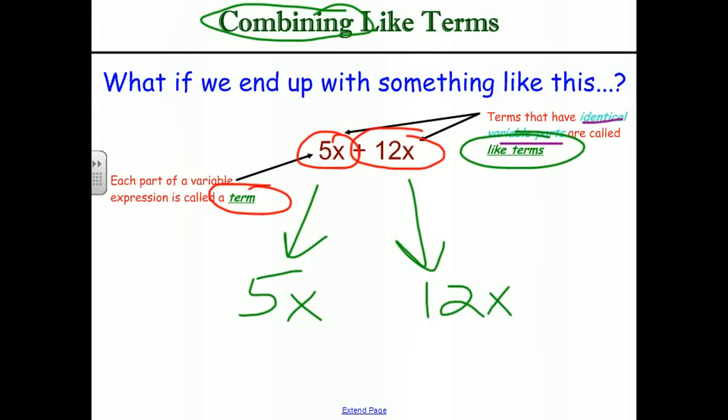Well, before I tell you what we can do with combining like terms, go ahead and pause the video and see if you can discover something for yourself as a way of thinking about what is 5x plus 12x. And I'll give you a suggestion if you want to take it. Remember that 5x is just x added to itself 5 times. 12x is just x added to itself 12 times. So if we have x 5 times plus x 12 times, how many x's does that give us in total?